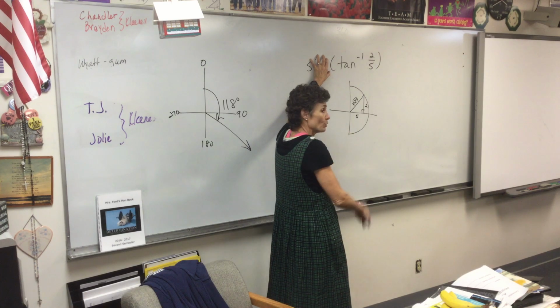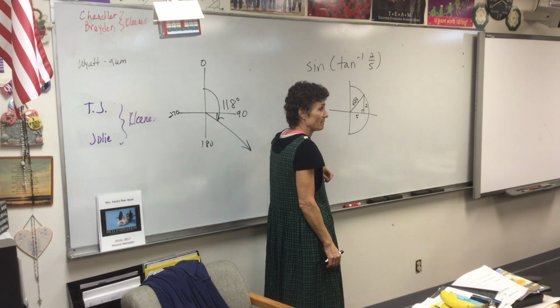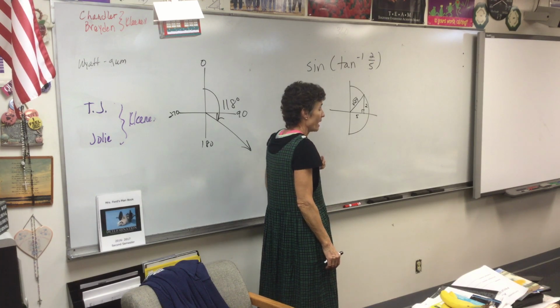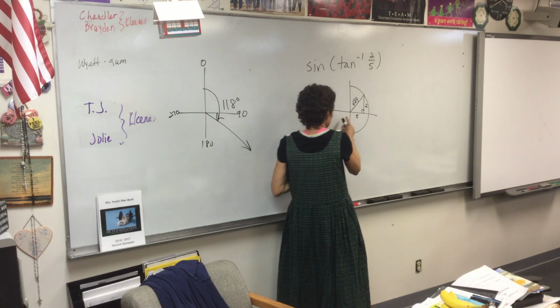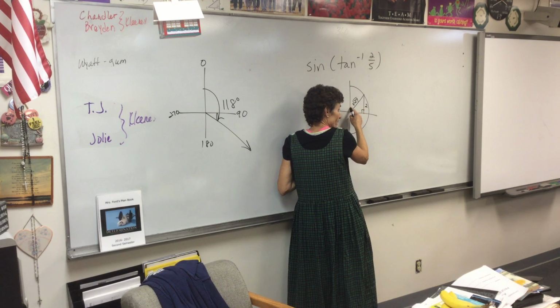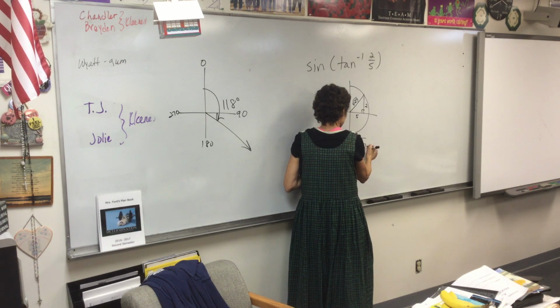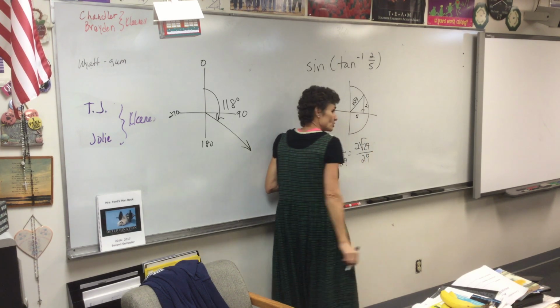Alright, so that's a beautiful picture. What do I want to know about that picture? What's its sine? Opposite over hypotenuse. So that would be 2 over root 29, which is 2 root 29 over 29.